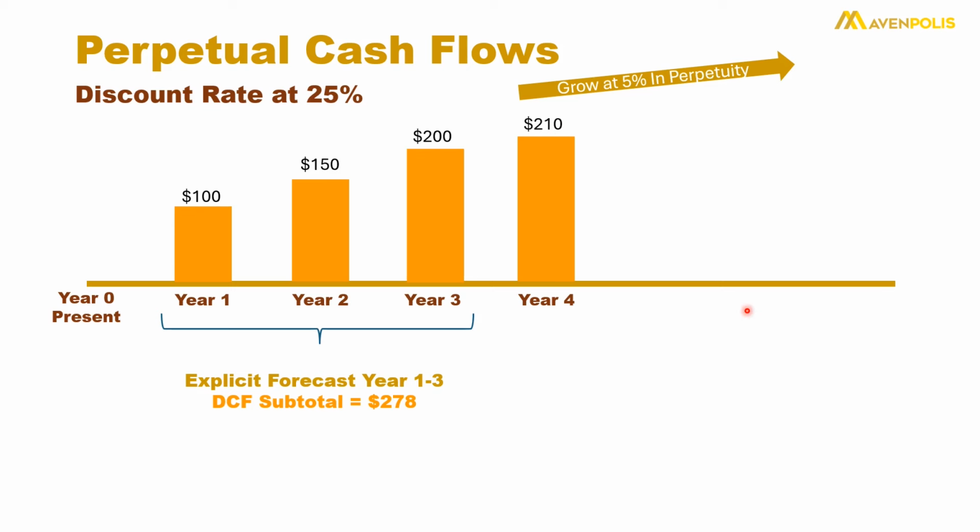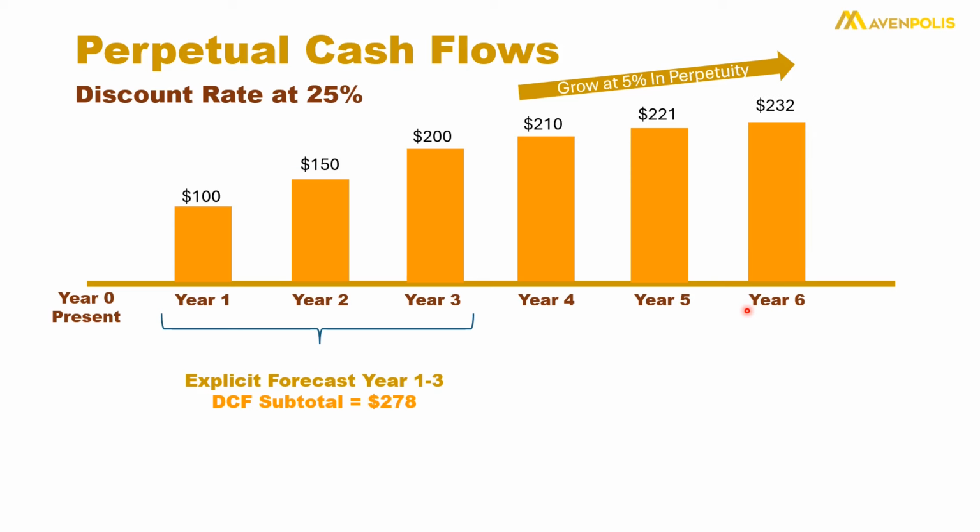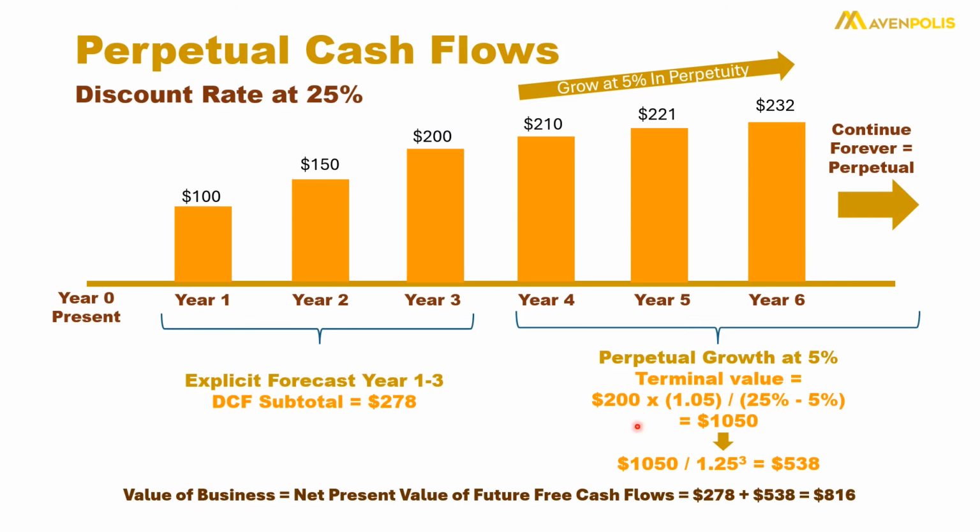So year 5 will be 221, and year 6 is 232, which is basically just growing at 5%. Then we continue to have this cash flow growing at 5% in perpetuity. That's our assumption here, the simplifying assumption that the cash flow will continue to grow at 5% in perpetuity. And so, how do we get the discounted value of this cash flow?